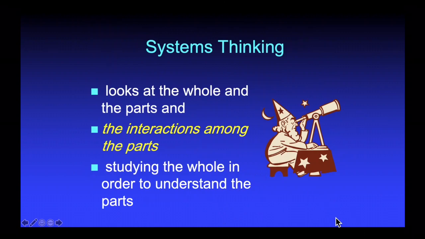Let's look at systems thinking. Systems thinking looks at the whole and the parts and the interactions among the parts, studying the whole in order to understand the parts. Obviously, when we go back to the HIV problem, we have to understand the parts, but then we have to look at the whole too, to see how all the parts interact if we're going to produce permanent solutions to the problem.